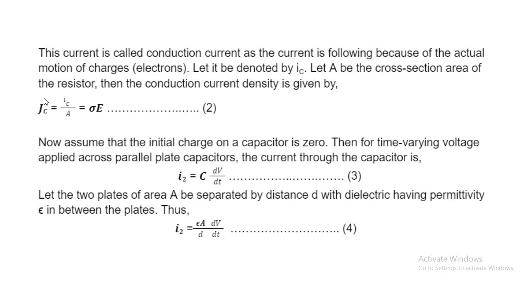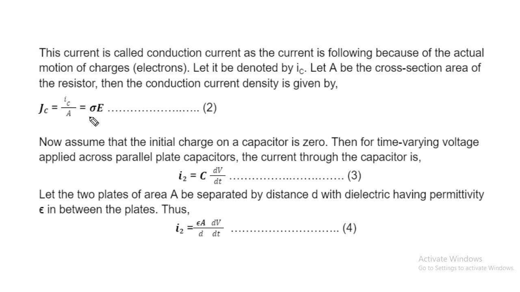Next part, we are talking about current densities. What is current density? Current per unit cross sectional area. A is denoting the cross section. This is given as sigma E. Now, sometimes this is called the generalized form of Ampere's law. This is because of the movement of charges.